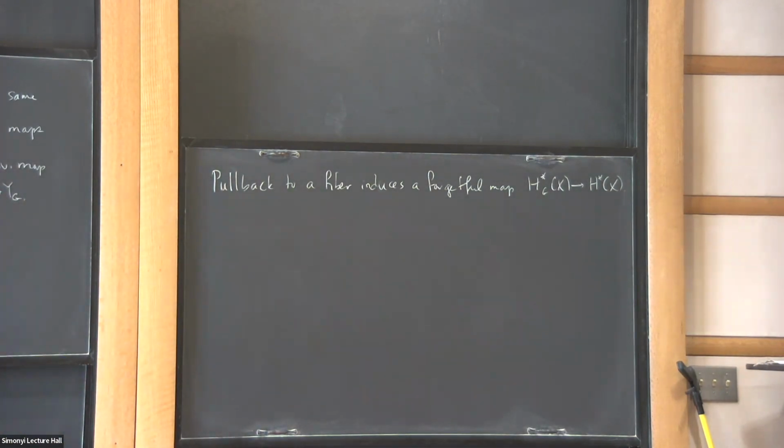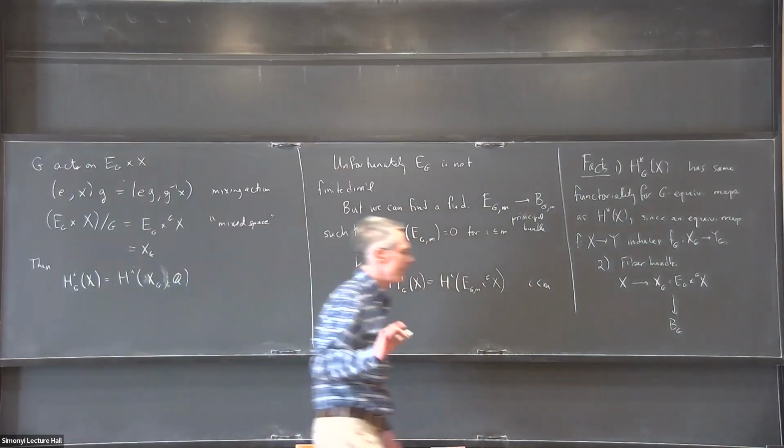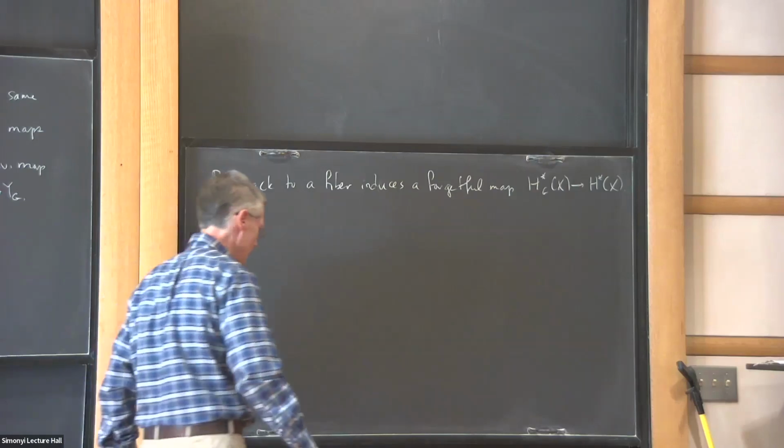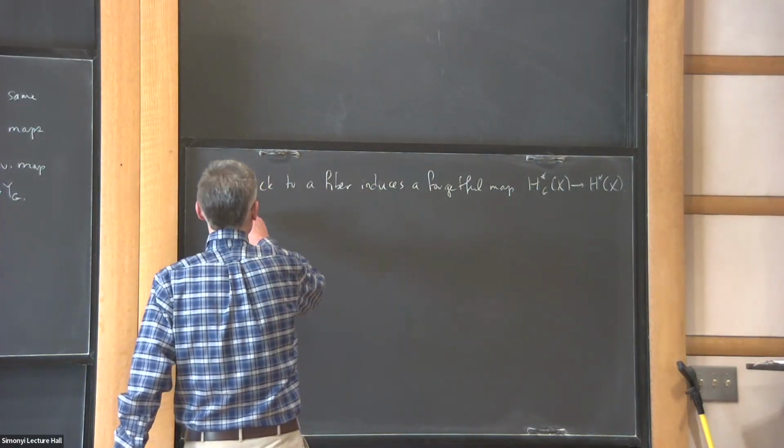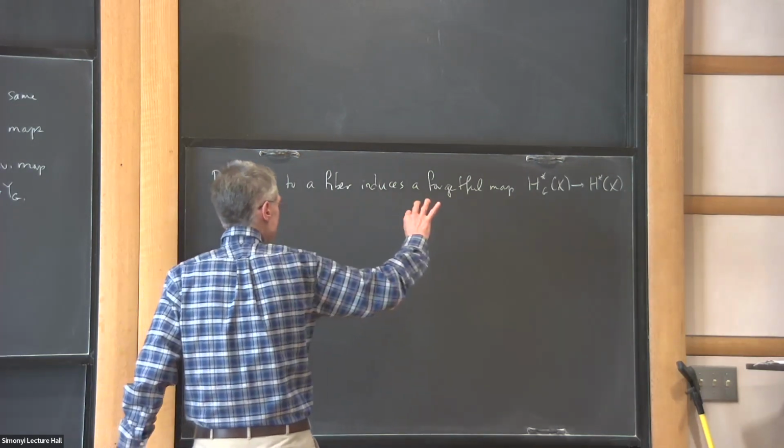I'll just put Q coefficients. As I said, it's not necessary for most of what I'm talking about, but there are a few things that might be. So under favorable circumstances, this is surjective.